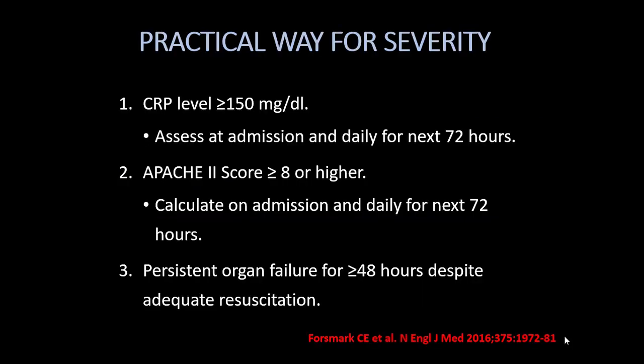So is there any practical way to assess the severity of pancreatitis? We do a CRP as per the guideline, which suggests CRP should be done at the time of admission and daily for the next 72 hours. Second, you can do an APACHE score, where 8 or higher is significant, calculated at admission and daily for the next 72 hours. Third, persistent organ failure for more than 48 hours despite adequate fluid resuscitation. With these three criteria we can also assess the severity of pancreatitis at the bedside of our patient.